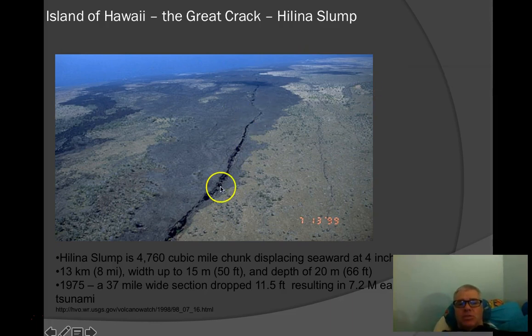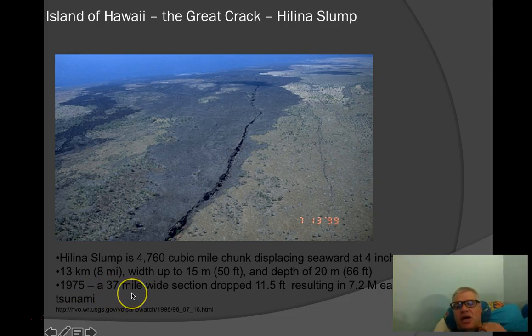And this is a big crack in the Big Island of Hawaii currently that continues to separate at a fairly rapid rate, geologically speaking. It's this roughly 5,000 cubic mile chunk of island that's displacing towards the sea at about 4 inches per year, and the worry is that at some point it will just fall off and create a gigantic tsunami.